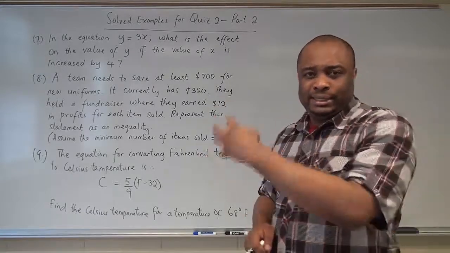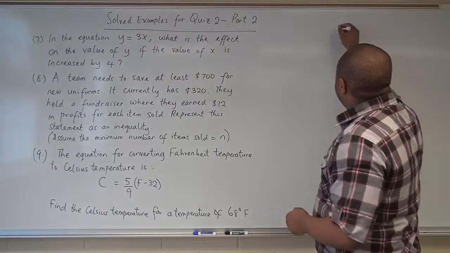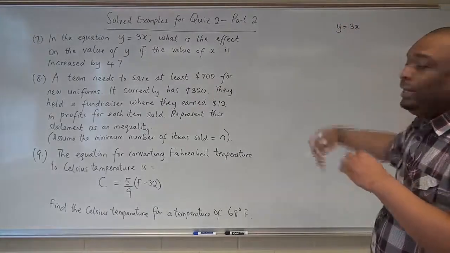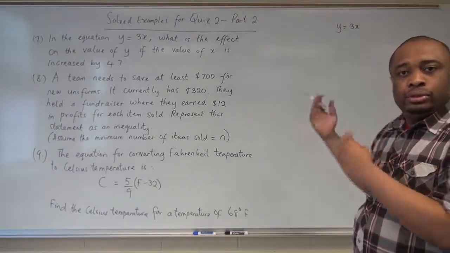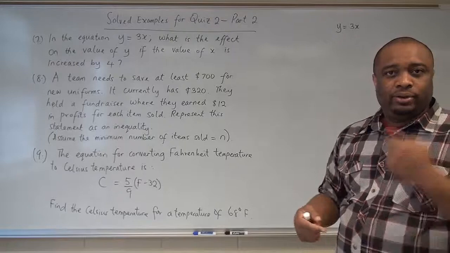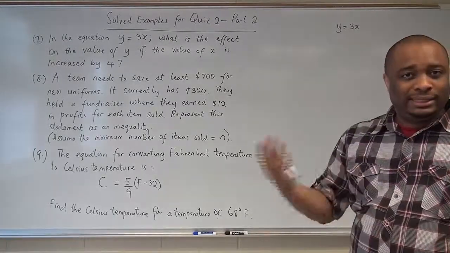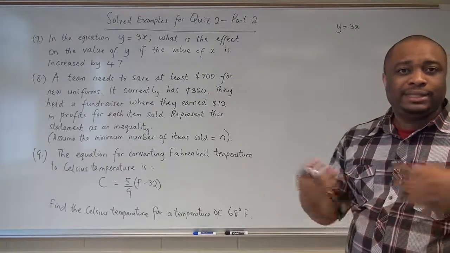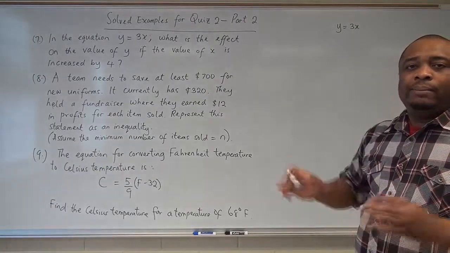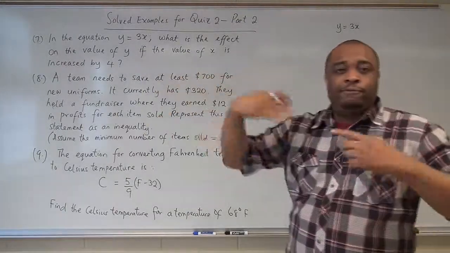If you increase x, and if you look at this equation y equals 3x, you will see that y is directly proportional to x. If x is 1, y is 3. If x is 2, y is 6, 3 times 2. If x is 3, y is 3 times 3, 9. But that is not what we mean by increasing x by 4.